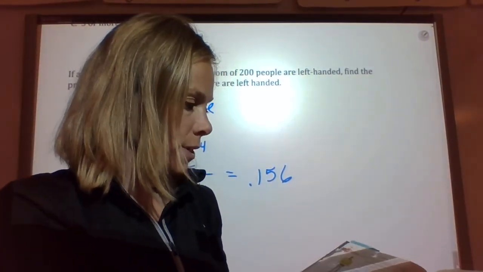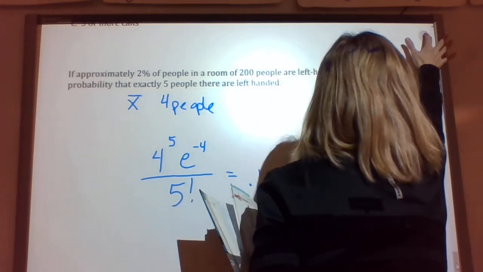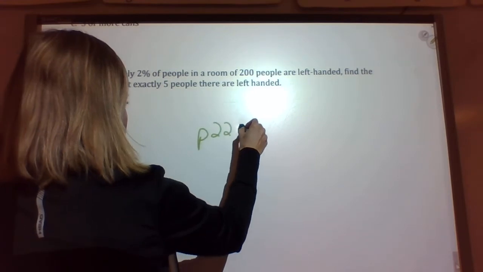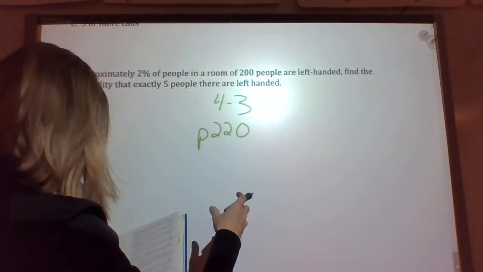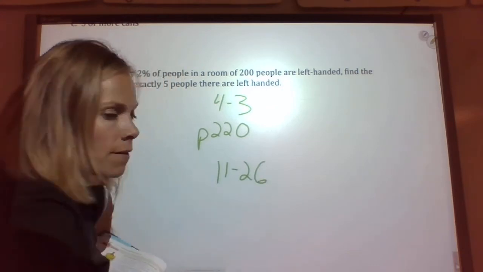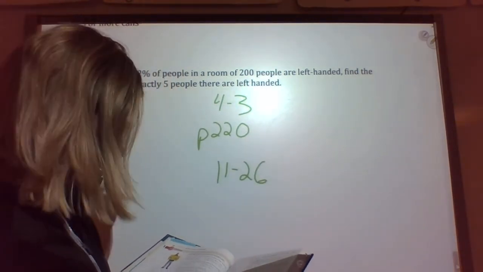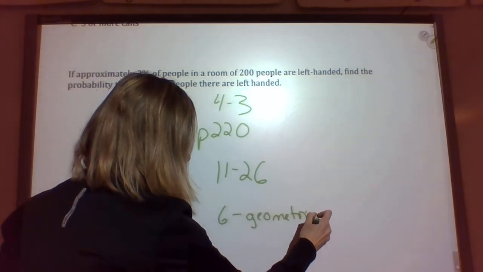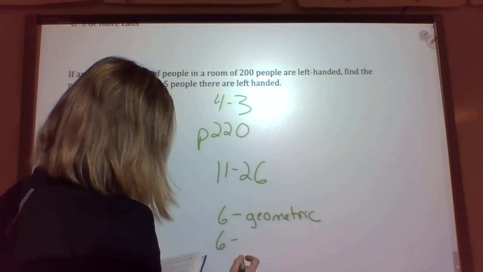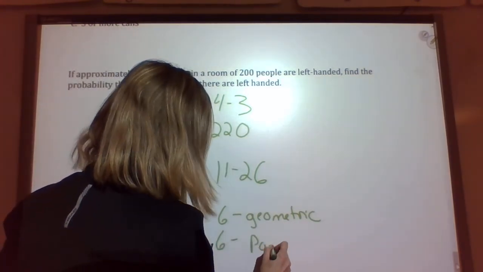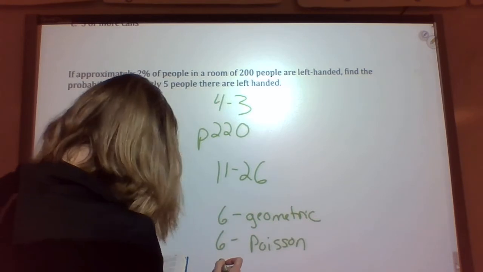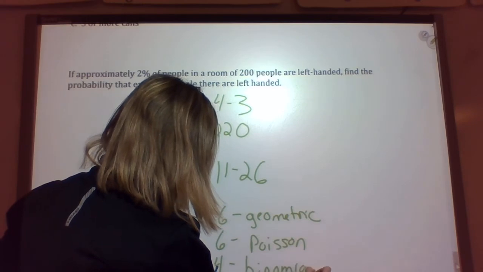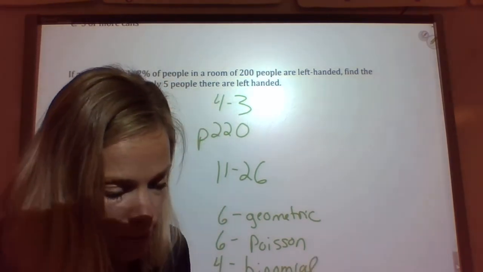So your homework for this section is page 220. And it's 11 through 26. And I'm going to give you a hint. 6 of those problems are geometric. 6 of them are Poisson. And 4 of them are binomial. Okay? So there's your hint of how many of each.